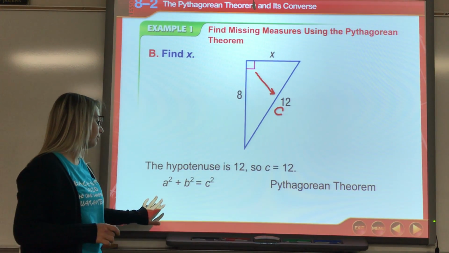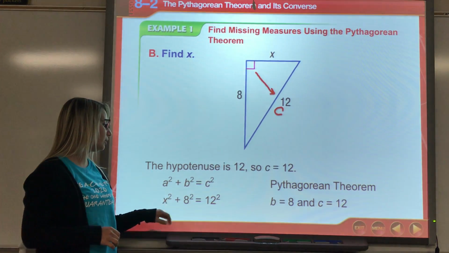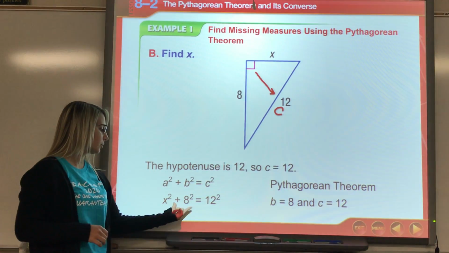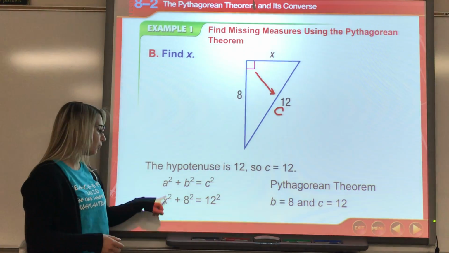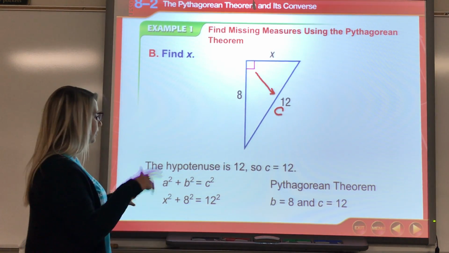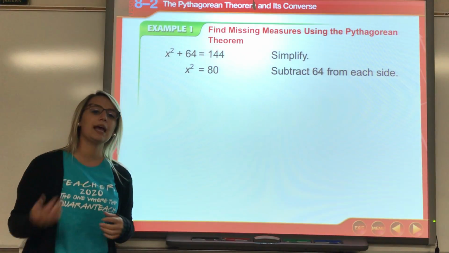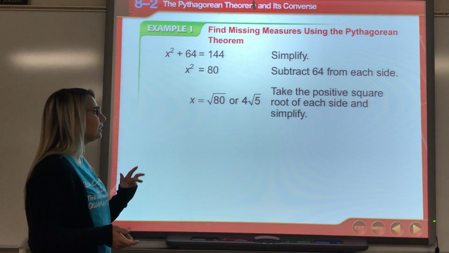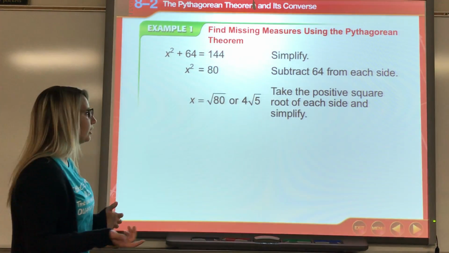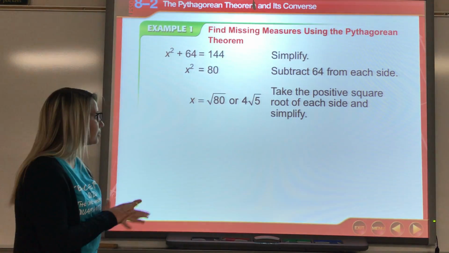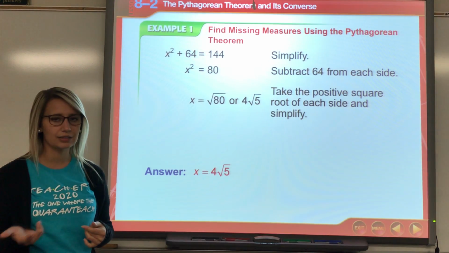When we start plugging things into the Pythagorean theorem, we have x squared plus 8 squared equals 12 squared. So when we solve this out, we get the 64 here and 144 over here. Now we want to solve for that x. When we subtract it over, we get x squared equals 80. Now when we take the square root of 80, we can actually simplify it. We want that answer, not just the square root of 80. We can simplify it down to 4 square roots of 5. So our value for x in this case is 4 square roots of 5.